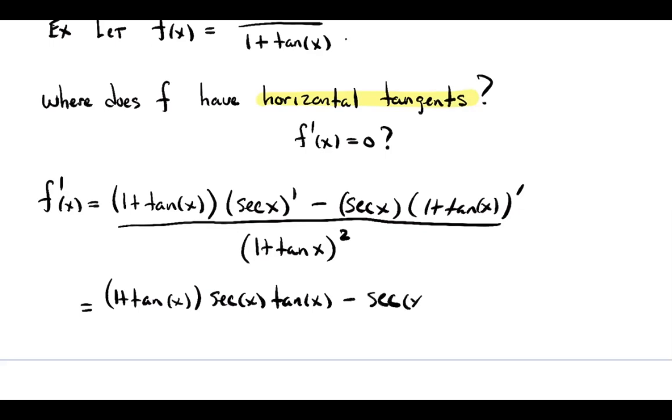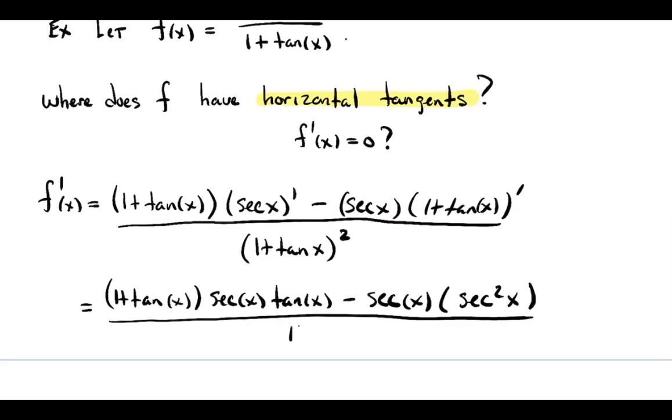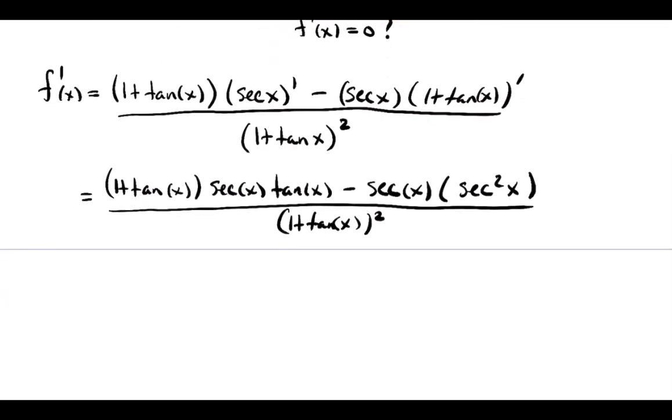And then we have to subtract the secant times the derivative of 1 plus tangent. The derivative of 1 is 0 and the derivative of tangent is secant squared. That calculation we did do together above with the quotient rule. So that's all got to be divided by 1 plus tangent squared. All right, is my handwriting too messy to be able to read? Now we got to try to clean this up.